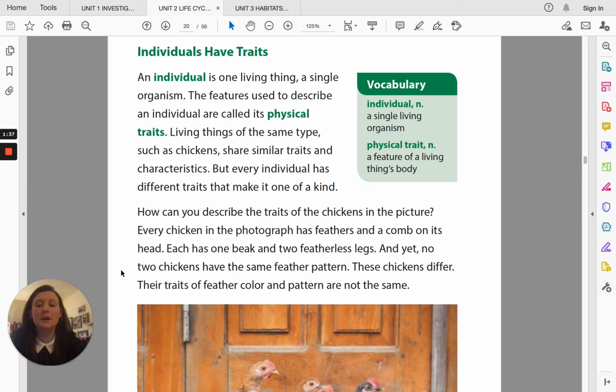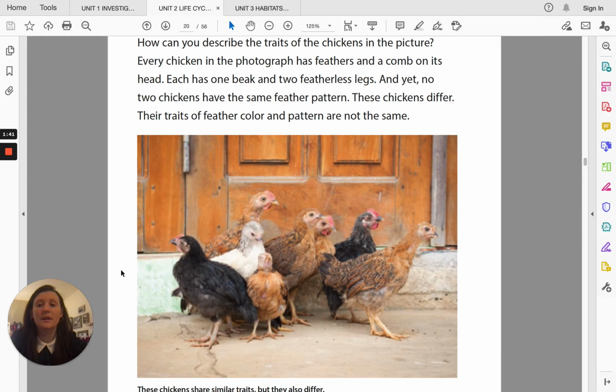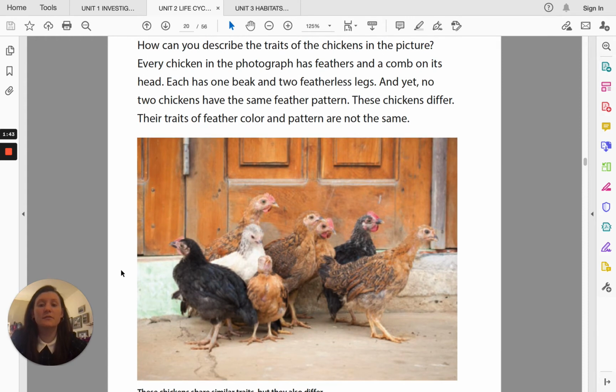How can you describe the traits of the chickens in the picture? Every chicken in the photograph has feathers and a comb on its head. Each one has one beak and two featherless legs. And yet, no two chickens have the same feather pattern. These chickens differ. Their traits of feather color and pattern are not the same.